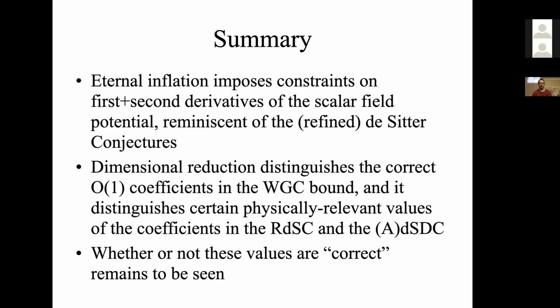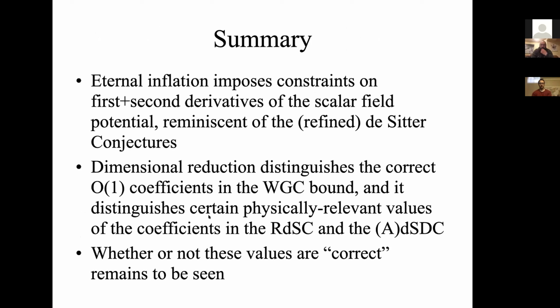So let me conclude. We considered and worked out the conditions for eternal inflation. We found that it imposes constraints on the first and second derivatives of the scalar field potential, which is very reminiscent of the refined de Sitter conjectures. We found that dimensional reduction distinguishes the correct order 1 coefficients of the weak gravity bound. And this led us to consider such a dimensional reduction analysis for these de Sitter conjectures.